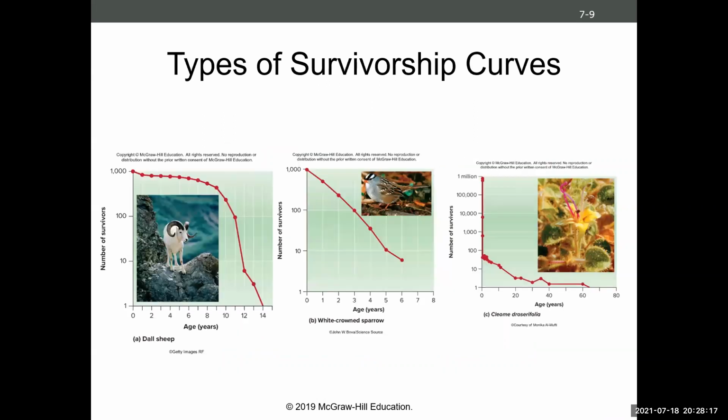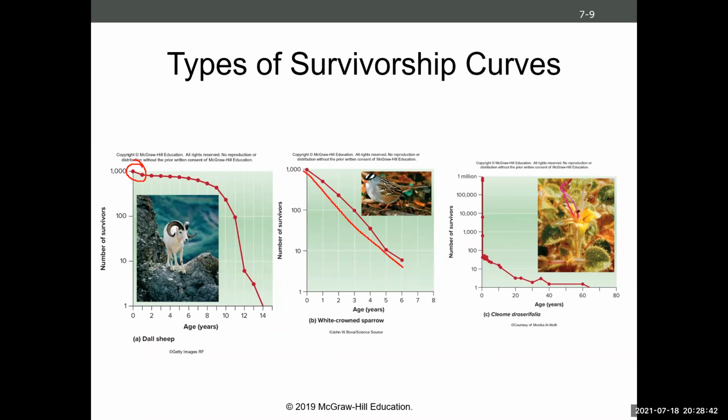So here are some examples of survivorship curves. Mammals are typically type 1, with low mortality rate at younger ages, and then as you increase in age, mortality rate increases, and so the number of survivors decreases. For birds, the mortality rate is pretty constant.